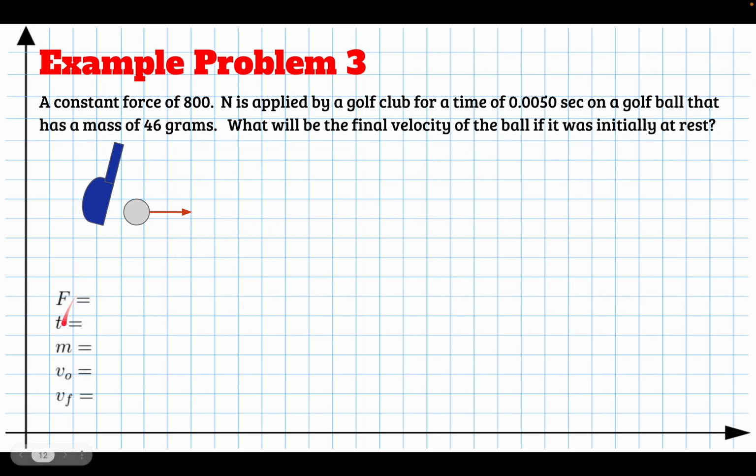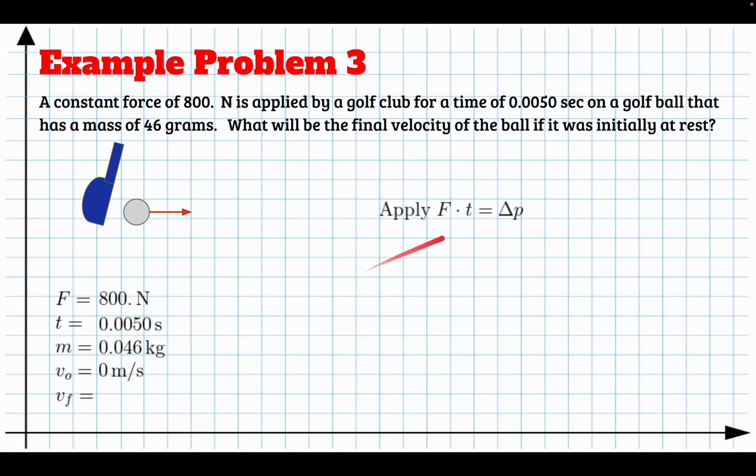I have force and time, and then I have masses and initial and final velocity. So these are the 5 variables we're going to have when we're solving problems with impulse and momentum. Now, once you read the problem, you can probably figure out that the force is 800 newtons. The force acts for 0.005 seconds. The mass is 46 grams, which we'll convert to kilograms, so 0.046 kilograms. And the initial velocity is 0. We're trying to find the final velocity.